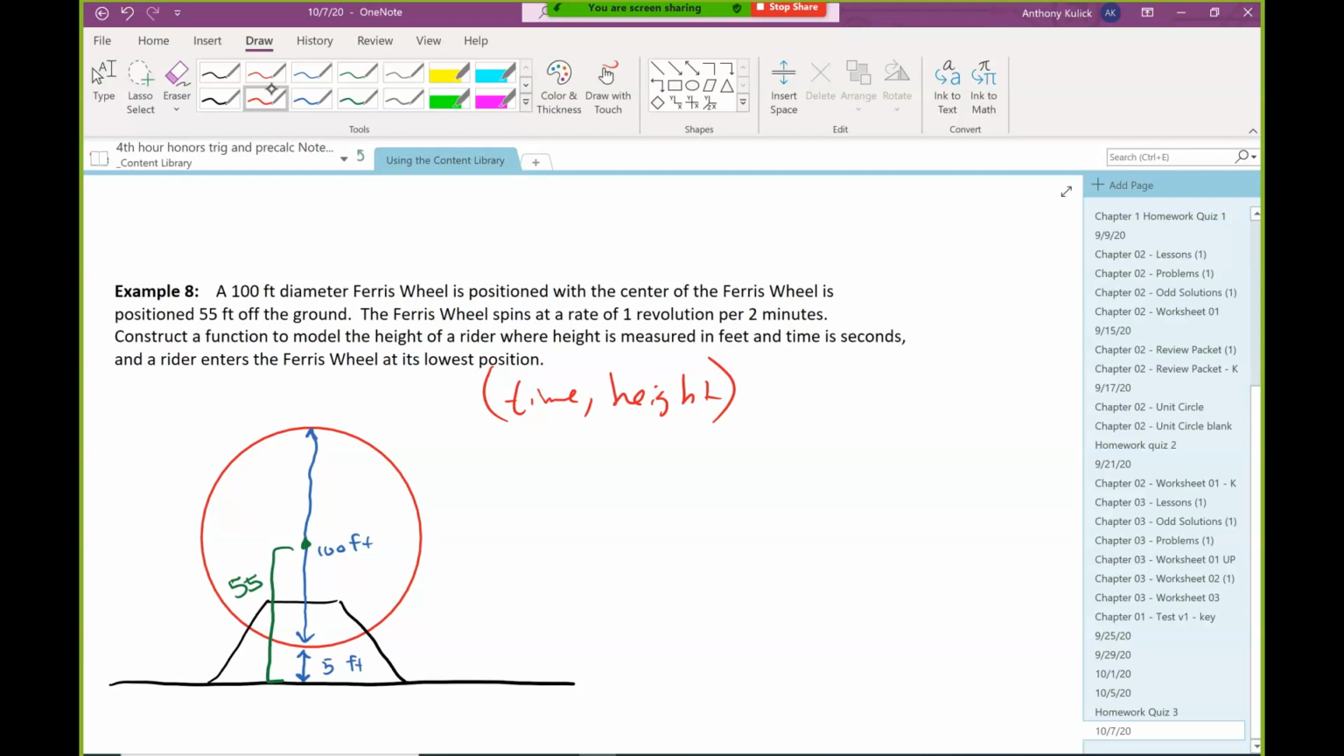So, it says that the rider enters the Ferris wheel at its lowest position. So that's going to be time 0. And the height there would be, well, it's 5 feet off the ground still, right? This is the lowest position. Is everybody okay there?